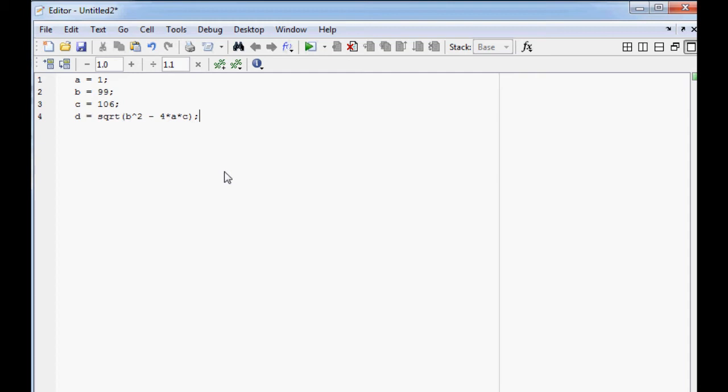The square root is represented by sqrt, and the open parentheses indicates that sqrt is a MATLAB function. For now, all you need to know is that functions are non-elementary operators that require an open and closed parentheses. Going back to the example, the caret represents the power operator, and b caret 2 means b to the power of 2. Finally, the star represents the multiplication operator and the minus the subtraction operator. Both of these are elementary operators, as mentioned in the lesson before.